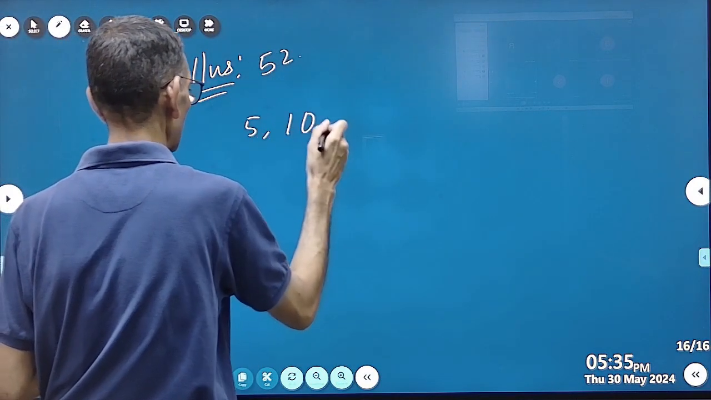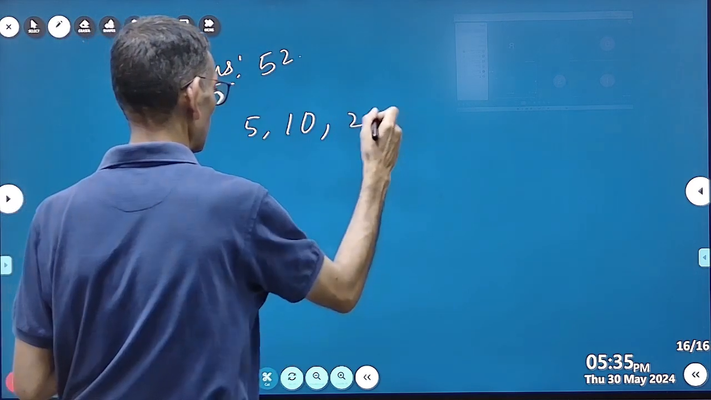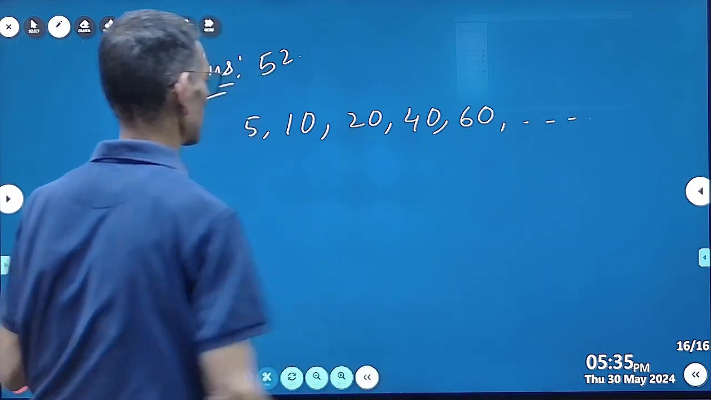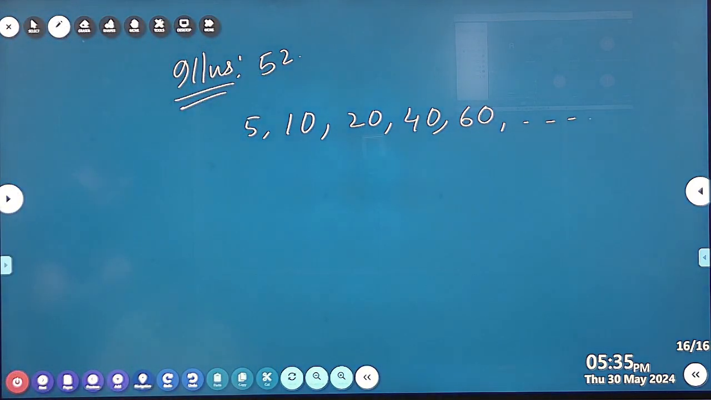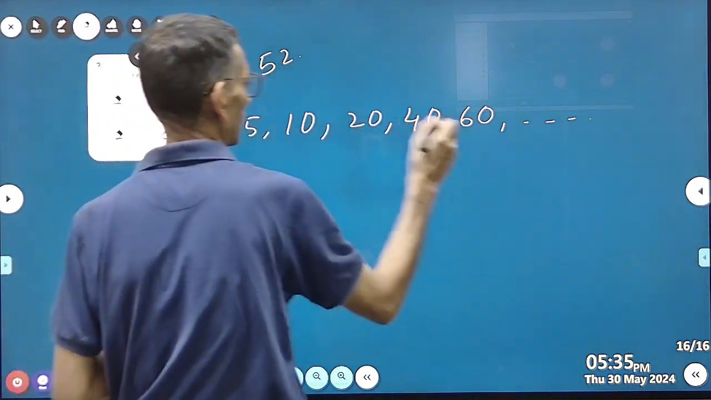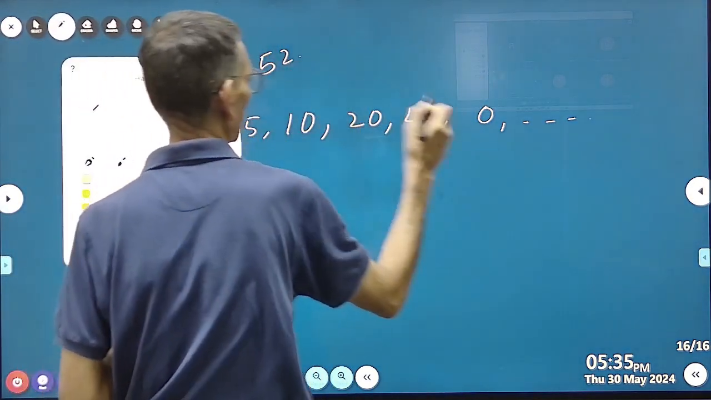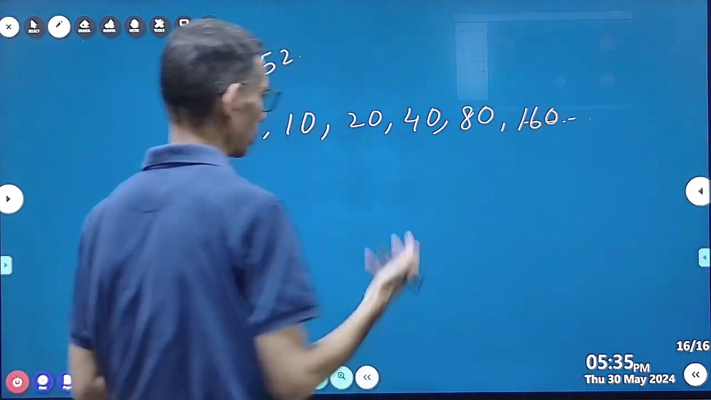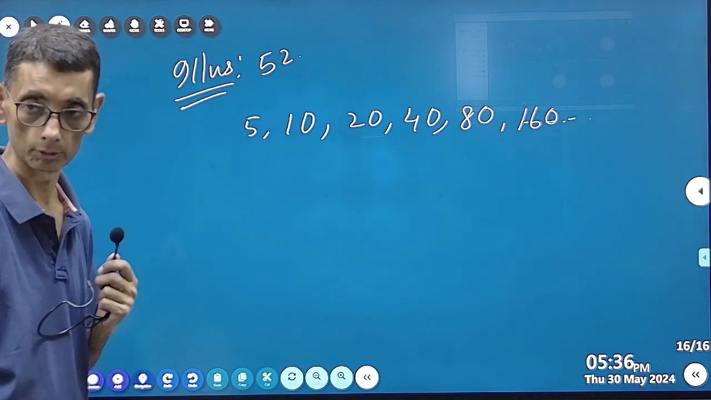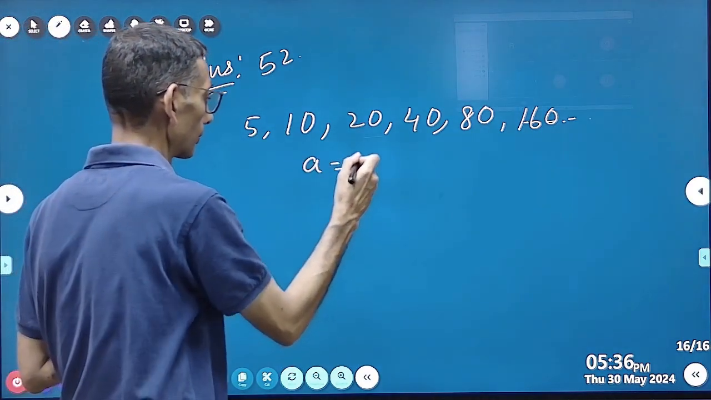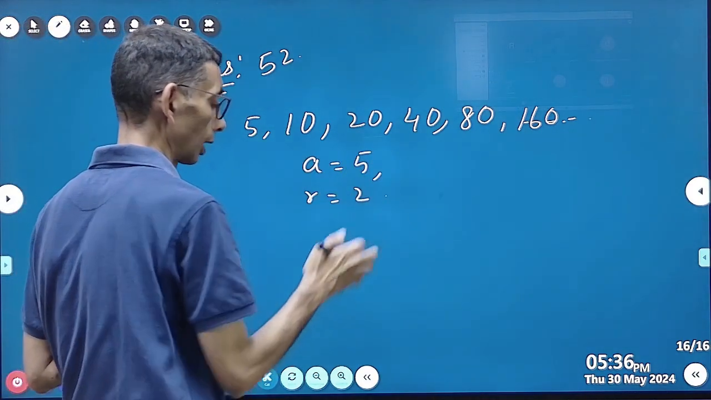5, 10, 20, 40. So this is the sequence, I think. 5, 10, 20, 40. It should be 80, right? Then 160. So what's the common ratio? 2, because 5 into 2 is 10, 10 into 2 is 20. So here A is equal to 5, R is equal to 2.